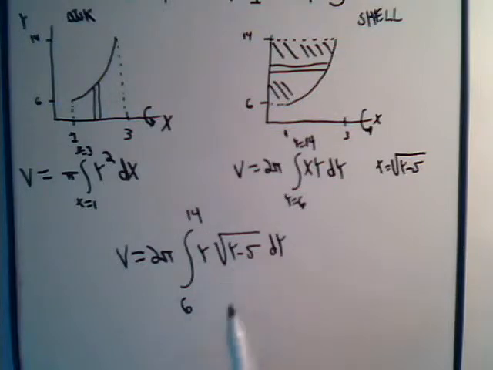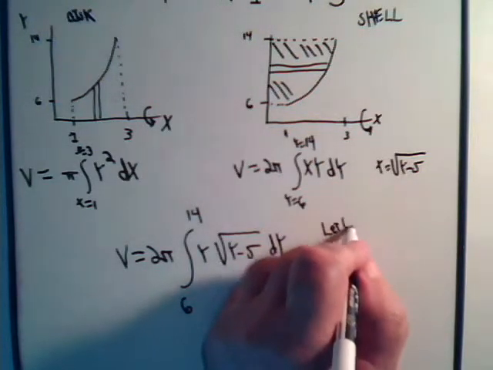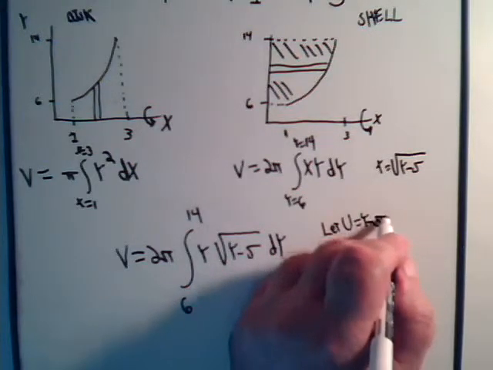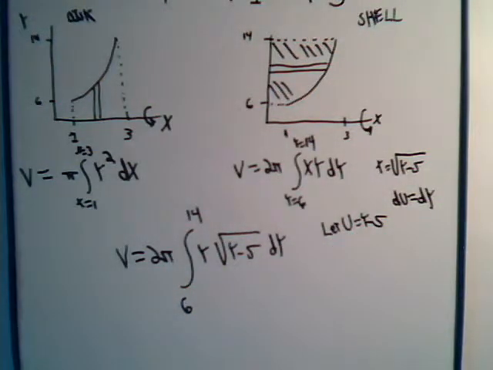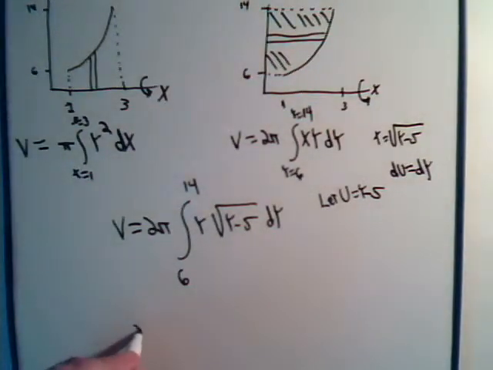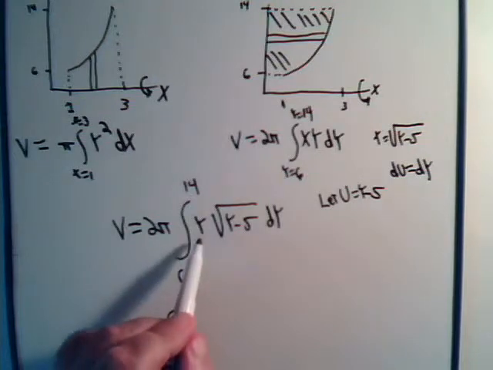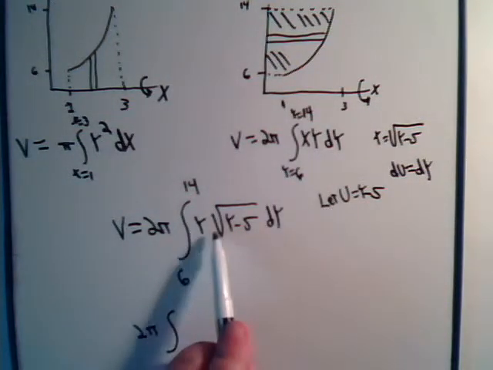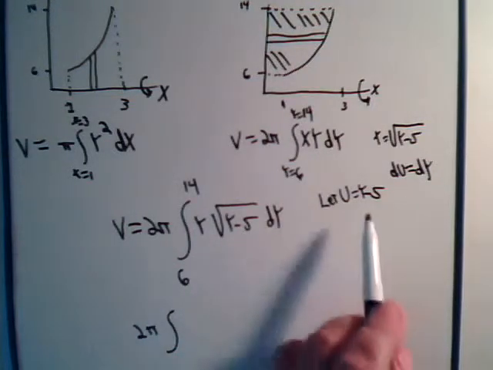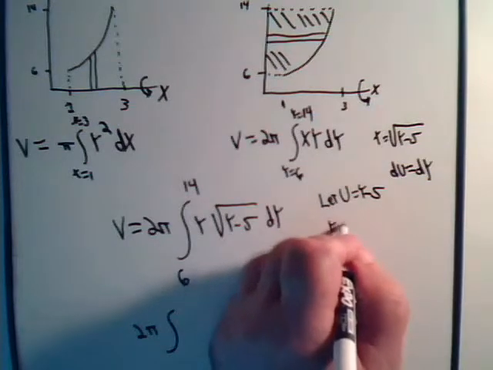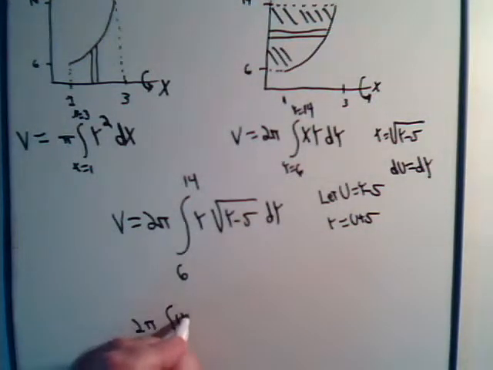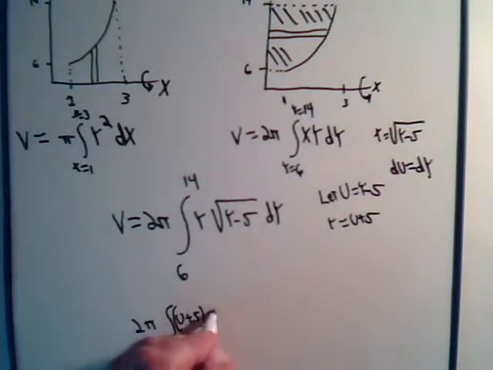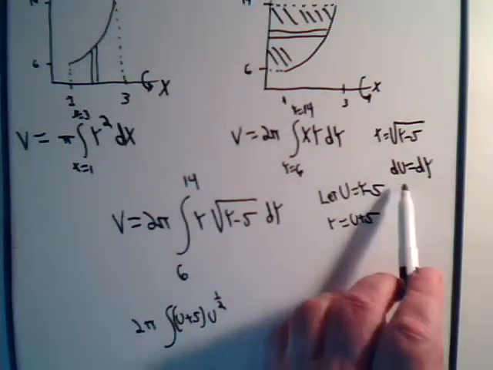Now, how do we integrate this? Let u equal y minus 5, so du will equal dy. Let's see how we set this up then. We would have 2 pi times the integral. Over here we have y. The whole integral now has to be re-expressed in terms of the new variable u. Going back, y just equals u plus 5. So this is u plus 5. Y minus 5 is u, so we have u to the 1/2, and dy is just du.